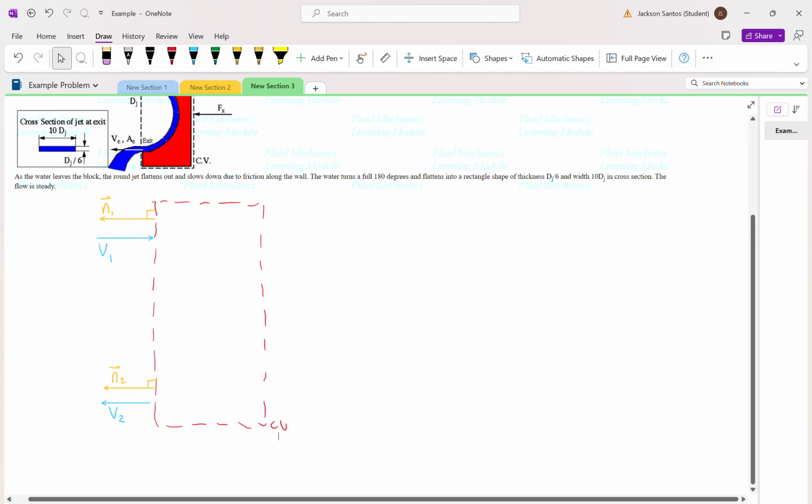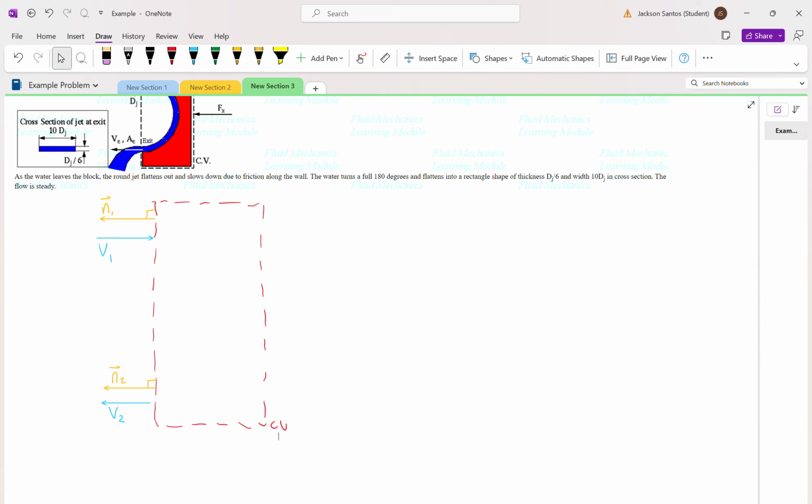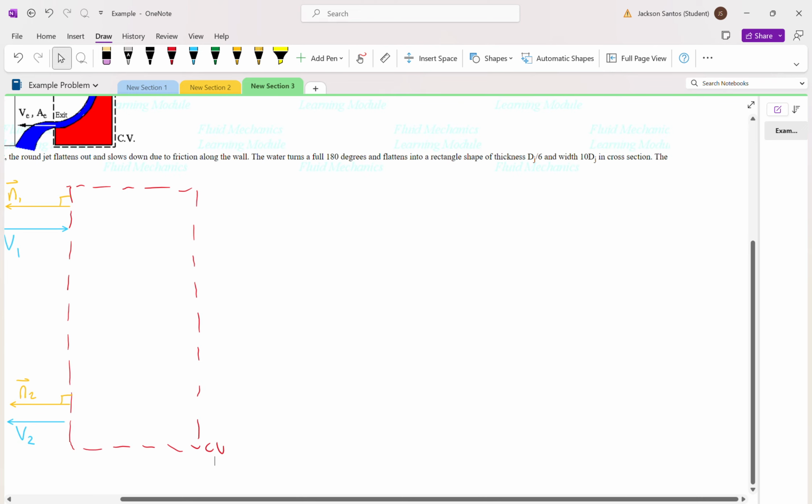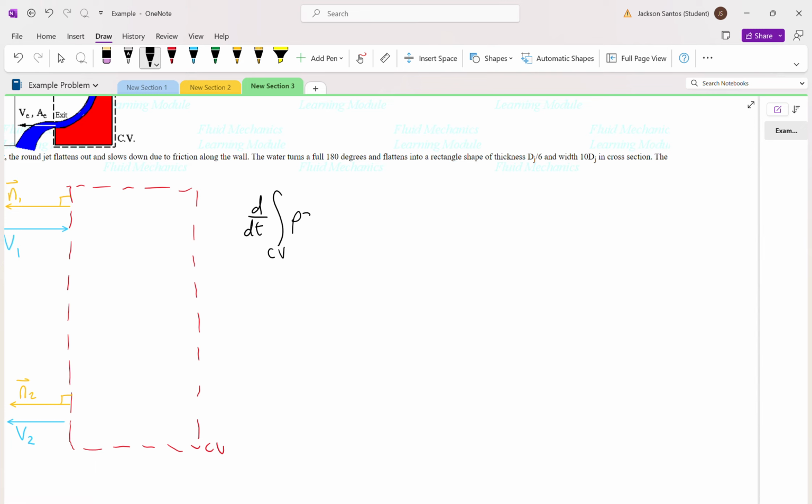So from here, we're going to take advantage of the conservation of mass principle and the conservation of momentum. The first one we're going to start with is the conservation of mass, which looks like this. The time derivative of the control volume integral of density dV equals the control surface in, of density times the dot product of the velocity vector and the normal vector dA, this one's negative, minus the control surface out, of density times velocity vector dotted with the normal vector dA.